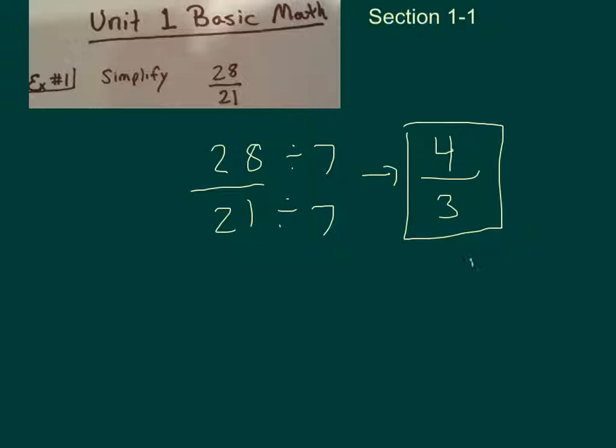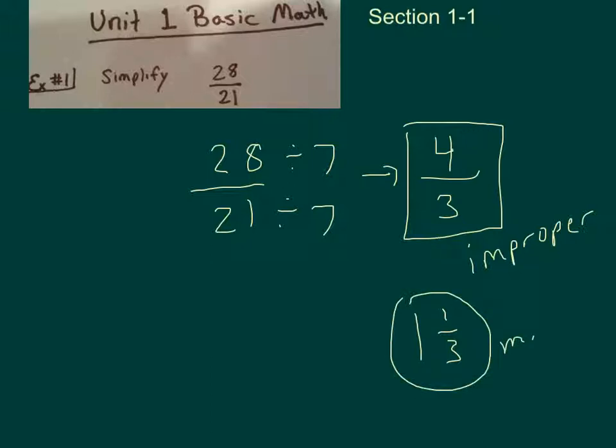I'm perfectly okay with putting your answers in improper form. This is an improper fraction where the numerator is larger than the denominator. If you'd like to change it to 1 1/3, because 3 goes into 4 once and there's 1 left over, you can. This is called mixed form, a mixed fraction, but I'm perfectly okay, and actually I'd prefer it in improper form. That is reducing or simplifying a fraction.